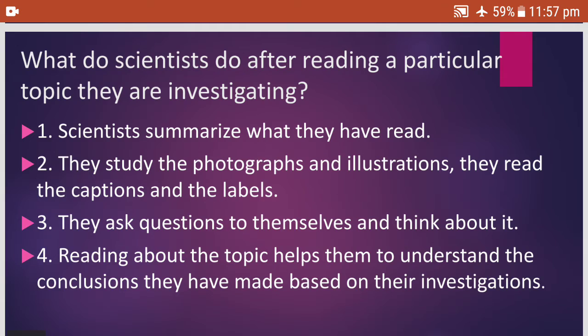Now one more point that you have to remember is, what do scientists do after reading a particular topic they are investigating? Scientists summarize what they have read. They study the photographs and illustrations, they read the captions and the labels. They ask questions to themselves and think about it. Reading about the topic helps them to understand the conclusion they have made based on their investigation.